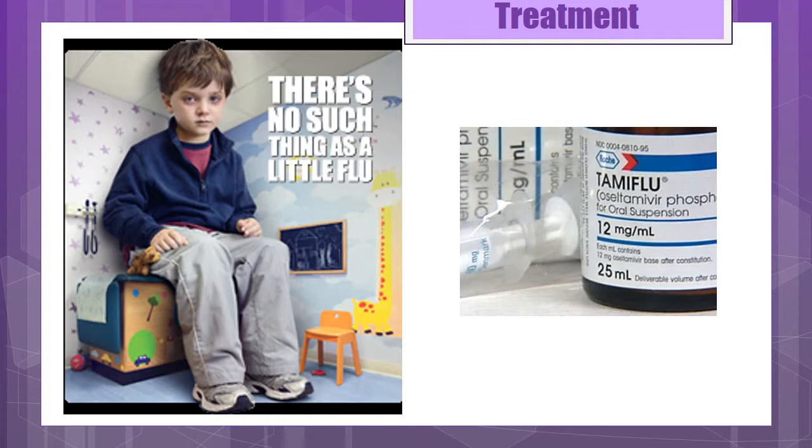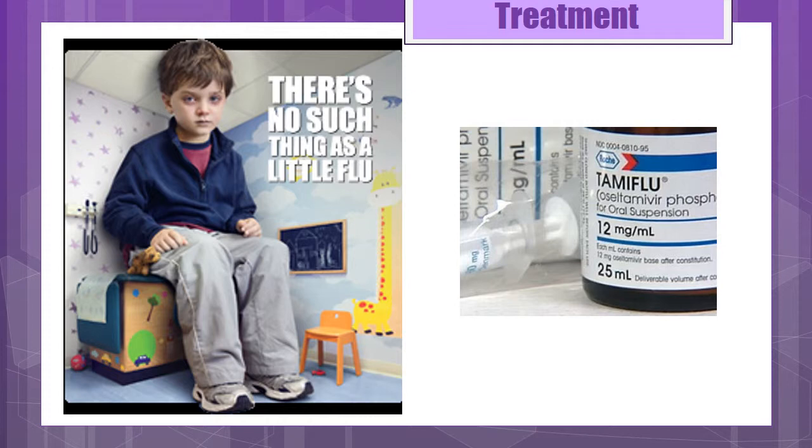Then we have zanamivir. It's used in children ages 7 and up for treatment of flu. It's used in children ages 5 and over for prophylaxis. It must be started within 48 hours of onset, and it's effective with type A and B influenza.